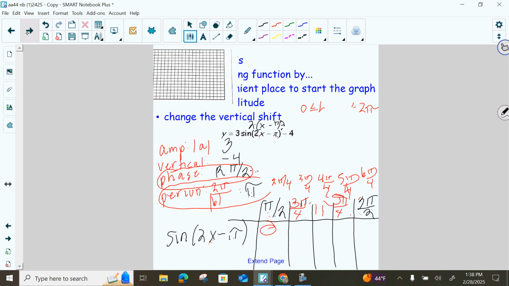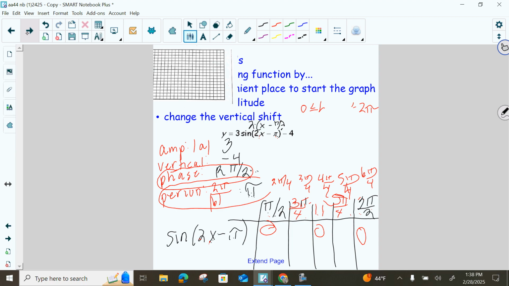Let's do the easy ones first. Let's do this one, pi. Garrett, 2 times pi minus pi. What's the sine of pi? Yeah. All right, Hayden, you got the last one. 3 pi over 2. 2 times 3 pi over 2. Nope. 3 pi. 3 pi minus pi. Sine of 2 pi. 0.